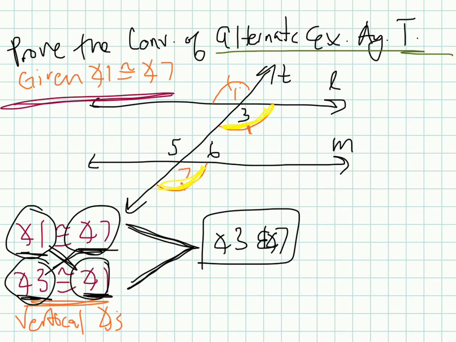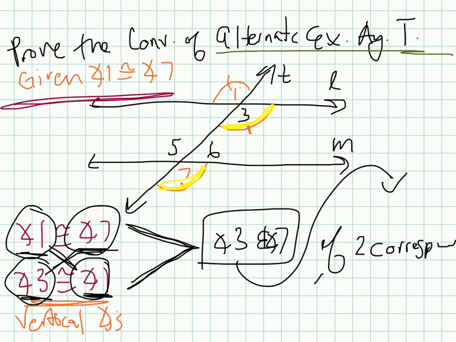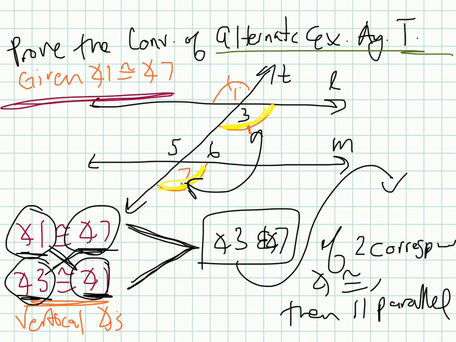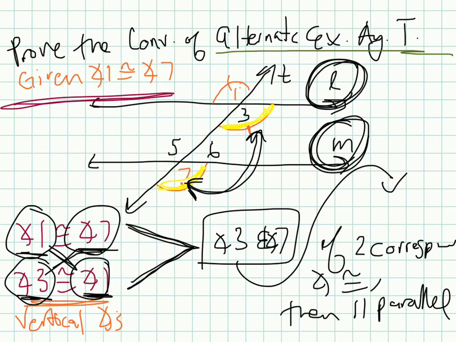So since this is true, that rule was what we needed: if we could find two corresponding angles that are congruent to each other, then the lines are parallel to each other. And we've done that. We've shown that since angle 3 and 7 are a corresponding pair, therefore the lines L and M are parallel. All right. Hope this helped.